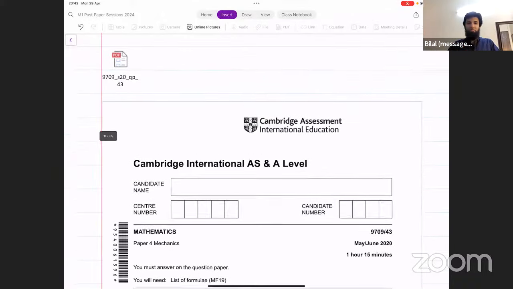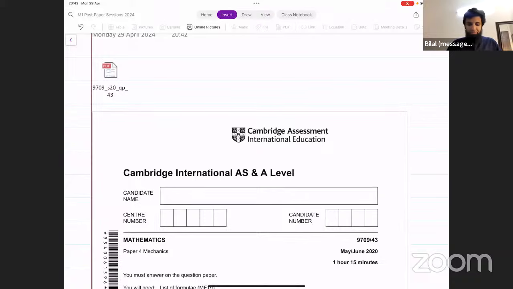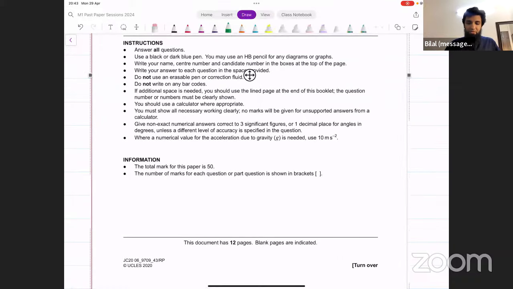Okay, let's start with this one now. June 2020 paper 4 variant 3. So you're asking about questions 5, 6, and 7 from this paper as well.